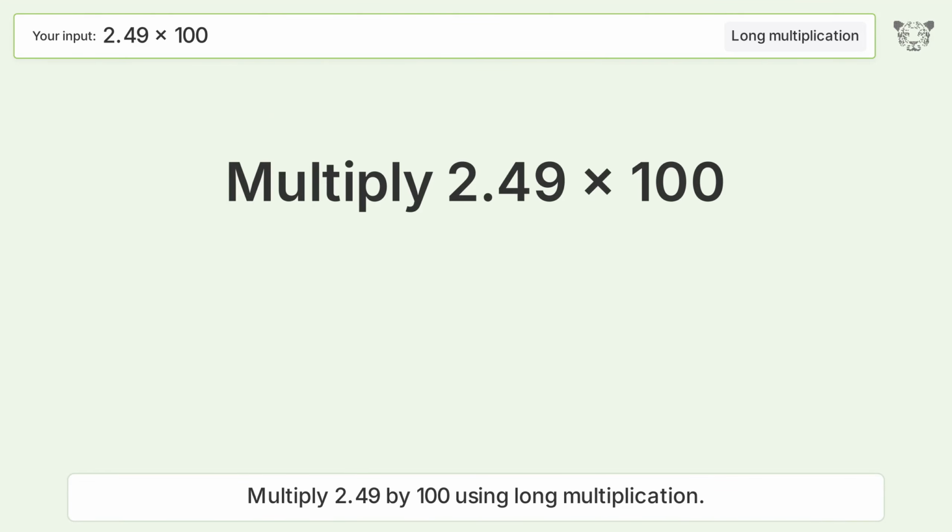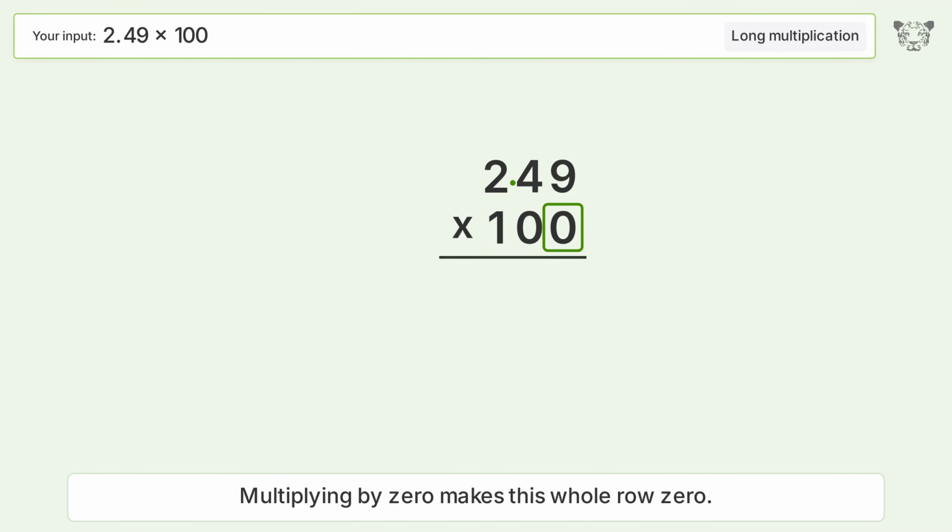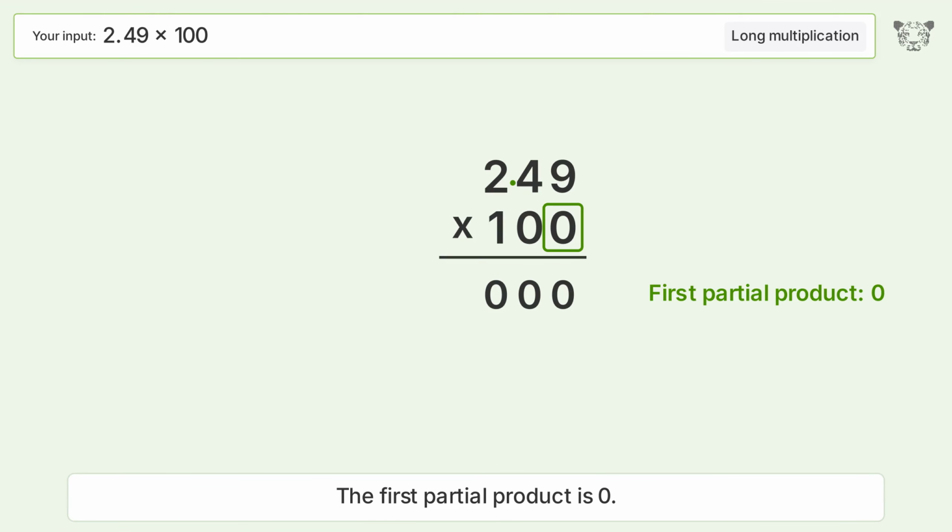Multiply 2.49 by 100 using long multiplication. For now, ignore the decimal points. Start with the rightmost digit of the bottom factor, 0. Multiplying by 0 makes this whole row 0. The first partial product is 0.